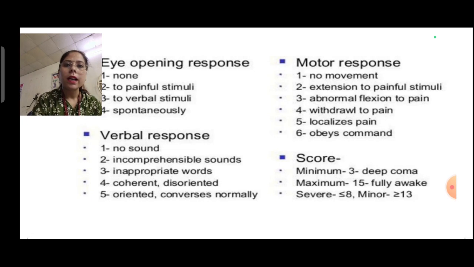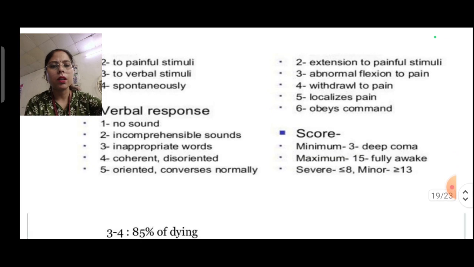And if he gets less than 3, we call it a high grade traumatic injury. 13 to 15 is the mild one, 8 to 13 is the moderate, less than 3 is the deep coma, and 3 to 8 is the severe one. So that is the scoring of the Glasgow Coma Scale.